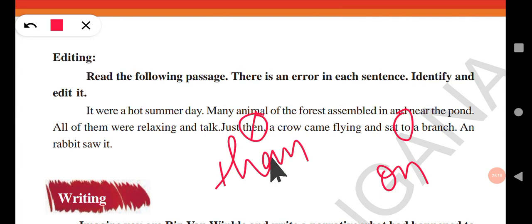Preposition error. Next, an rabbit saw or a rabbit saw. You cannot use an rabbit. After an, you should have a word which starts with a vowel sound. So here, a rabbit you would say. A rabbit saw it. That's it. Not an rabbit saw it.